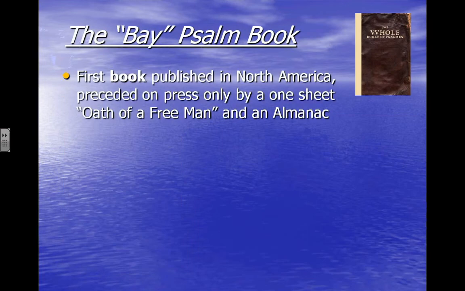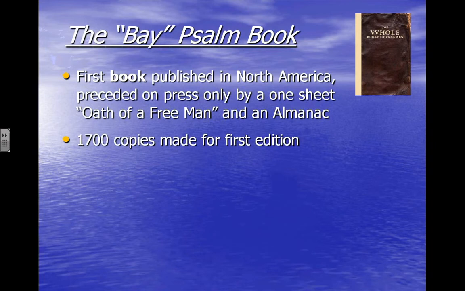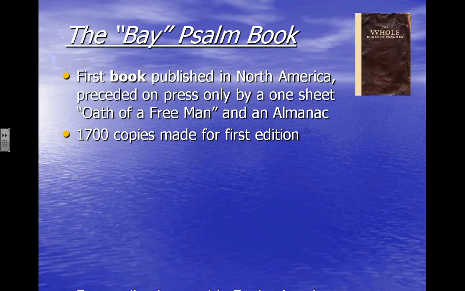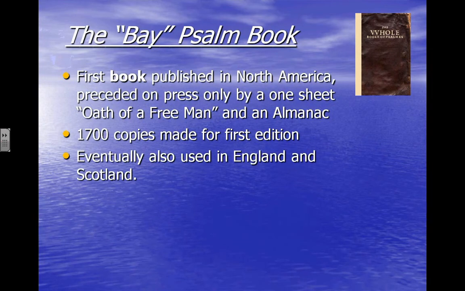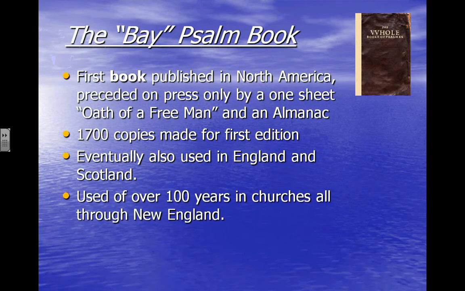And it became the first book published in North America, preceded only on a press by one sheet of paper that was called Oath of a Free Man and by an almanac. Otherwise, it was pretty much the first full book published in North America. The first edition created 1,700 copies, and eventually it was so popular that Puritans in England and Scotland also made use of the Bay Psalm Book. It was used for over 100 years, in fact, in churches all through New England.